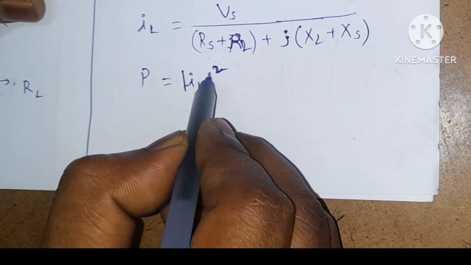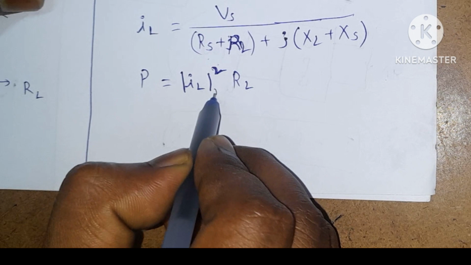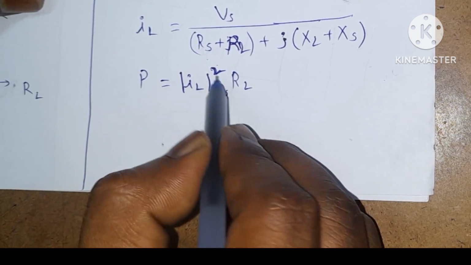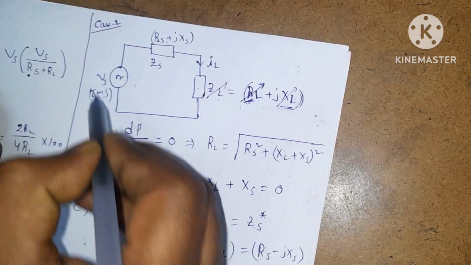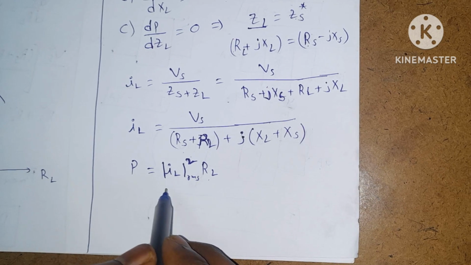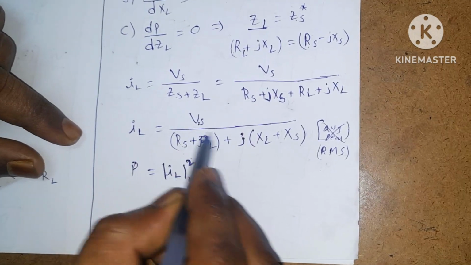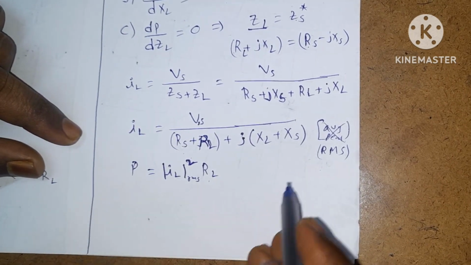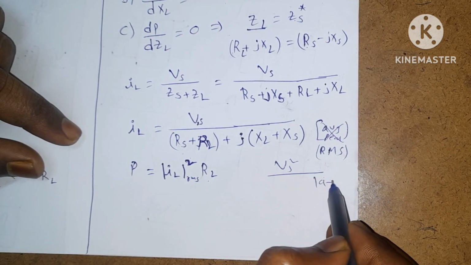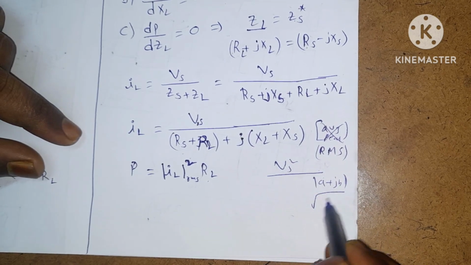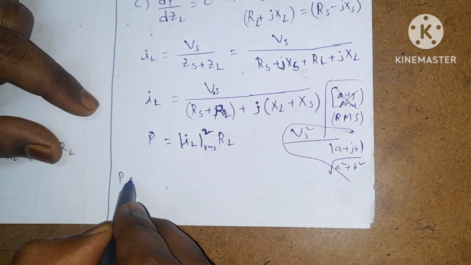into RL. This is active power. This is the RMS value, I RMS square into RL. If the source is given as an RMS value, there is no need to convert this IL into an RMS value, so you can take IL directly as the RMS value. Now substitute this value in this equation. Modulus gives Vs square by the modulus of A plus jB, which means square root of A square plus B square.